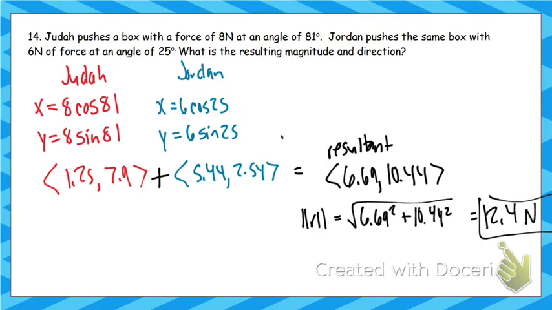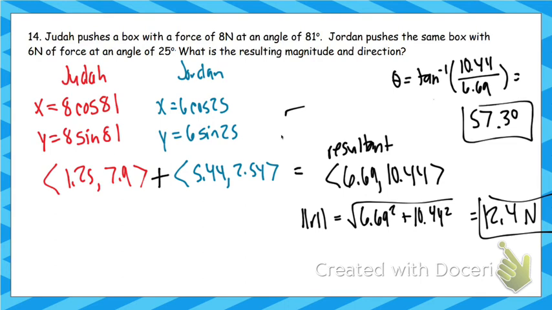Now let's find that angle. Okay, so for our angle, remember we do tan inverse, and we do y divided by x. So again, you'll plug that into a calculator. We do not need to add 180 because this is going to be in the first quadrant. Our x is positive. And I get that my angle is 57.3 degrees. So they would be pushing this at a little bit of a different angle if they're both pushing it at those angles.